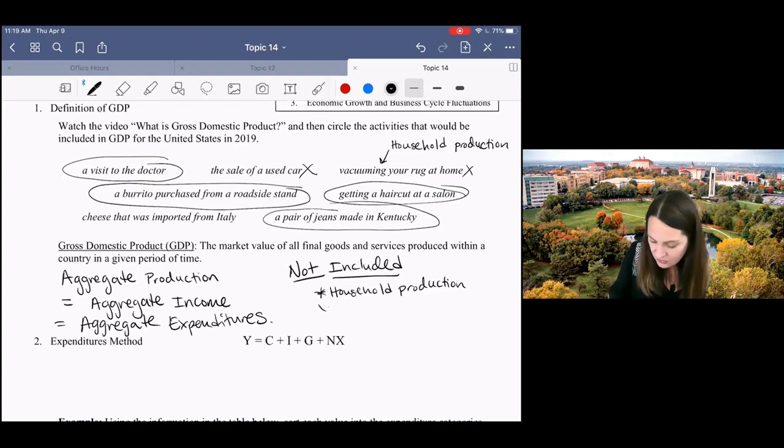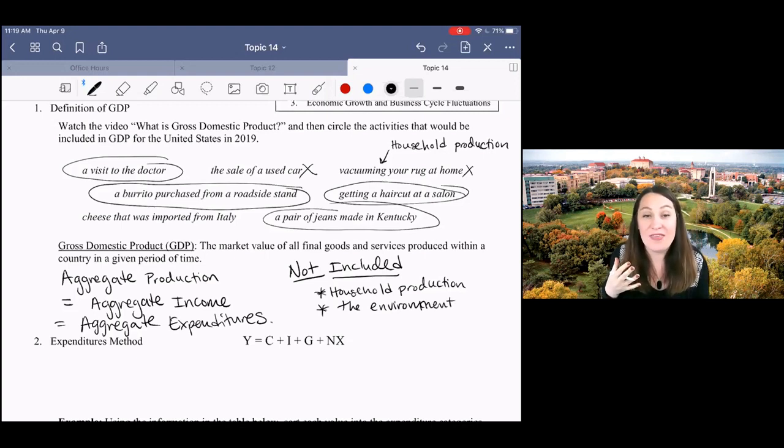Not included in GDP as well are other things that have value to us, like environmental production. And that means that GDP doesn't reflect all of the things that we value. So GDP is a really limited measure, not only of aggregate production, but of well-being as a whole. And so we have lots of different ways to measure well-being, and we'll talk about that a little bit more when we get to the discussion about long-run economic growth. But for right now, I just want to point out that there are a lot of things we care about that are not measured by GDP.